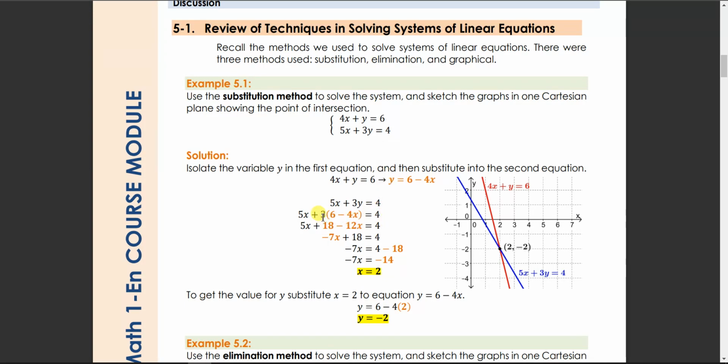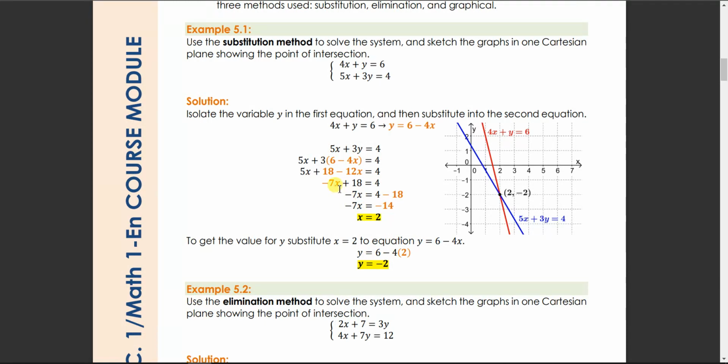Next, we are going to distribute our constant 3 in the parenthesis. So we have 3 times 6, that is equal to 18. 3 times negative 4x, that is equal to negative 12x. So the rest, we just copy.